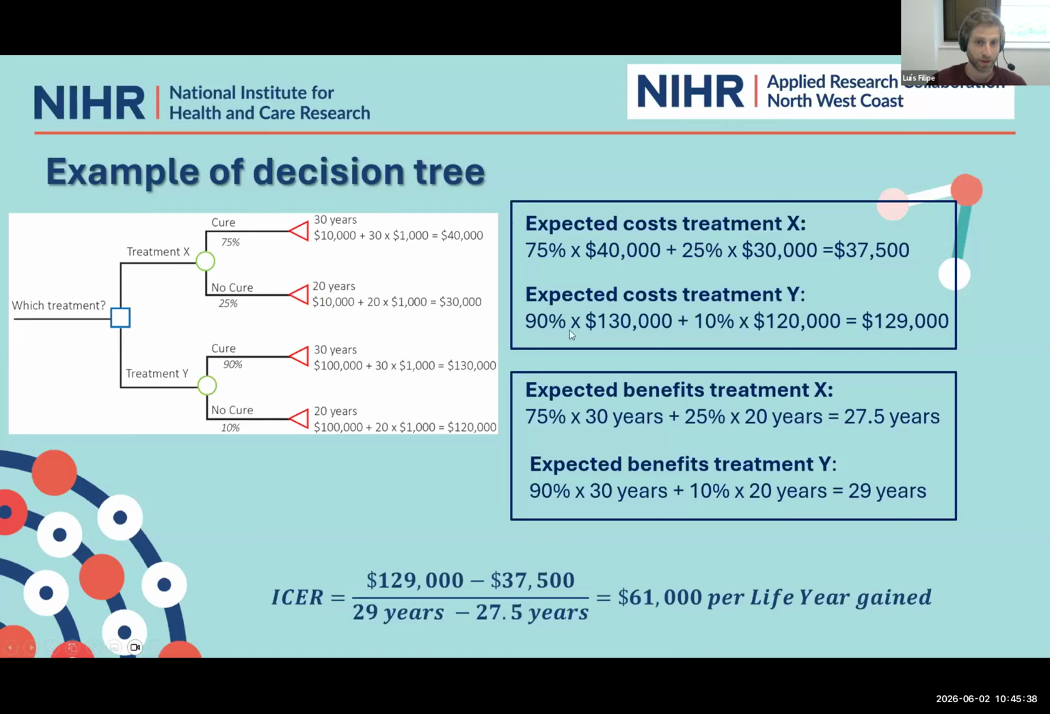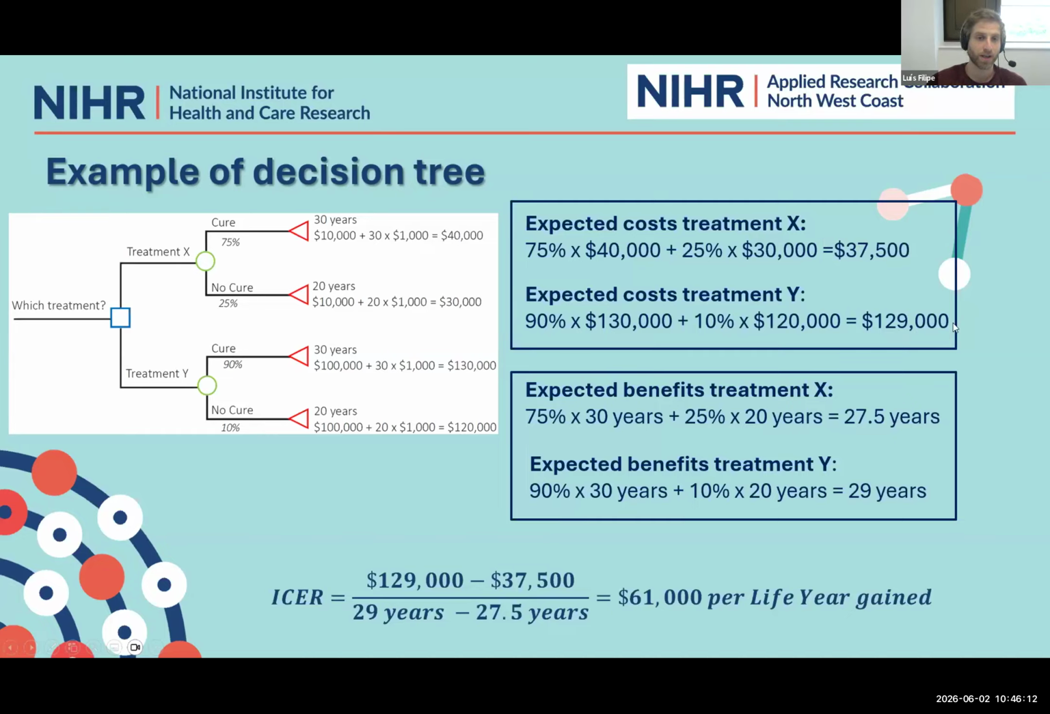Then in the expected cost of treatment Y, we do exactly the same. It's just that the probabilities are going to change and the costs are also going to change. So in this case, if the person is cured, it's 130 times 90%. And if the person is not cured, it's 120 times 10%. So it's exactly what we have in here, and we get these 129,000 pounds. Okay, so we have the costs, and we can see right away that the expected cost of treatment X is a lot lower than the expected cost of treatment Y.